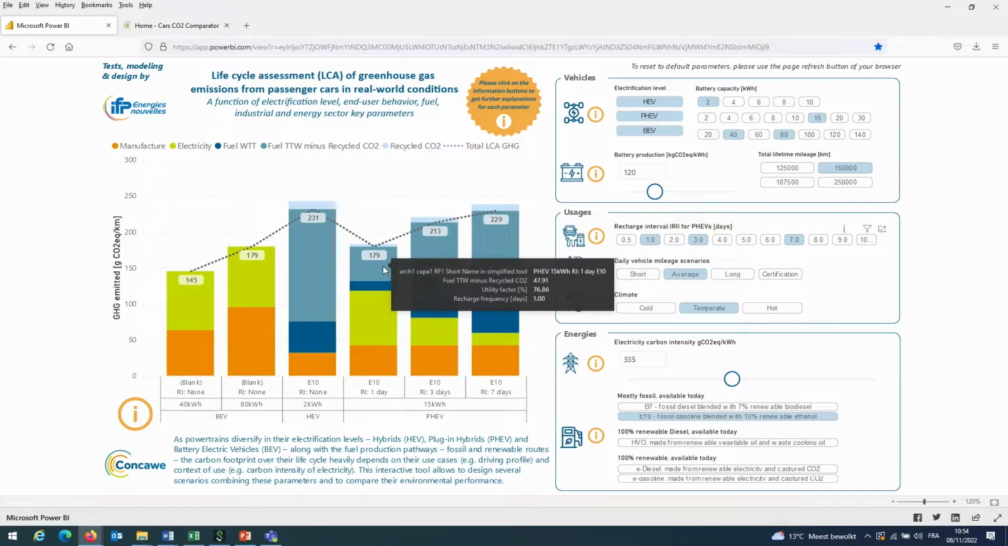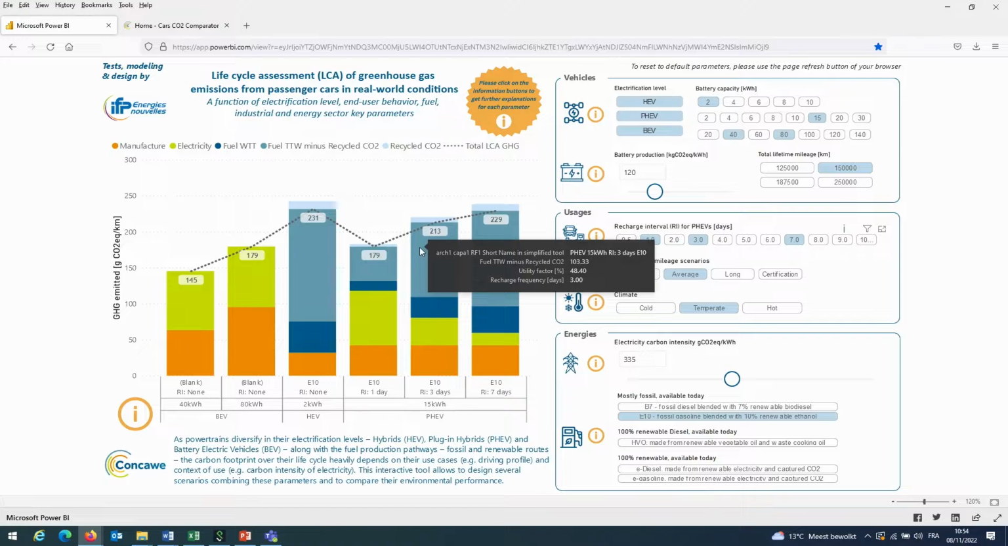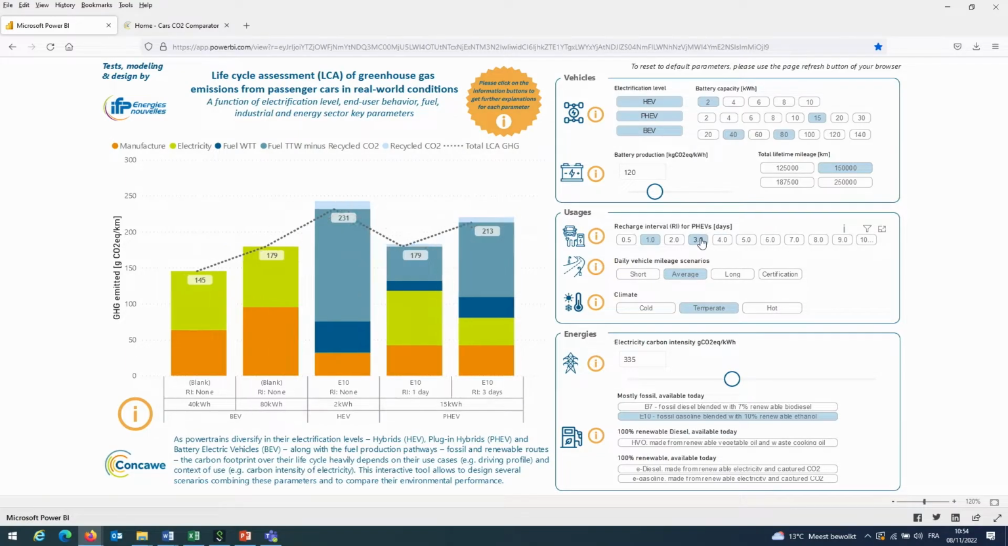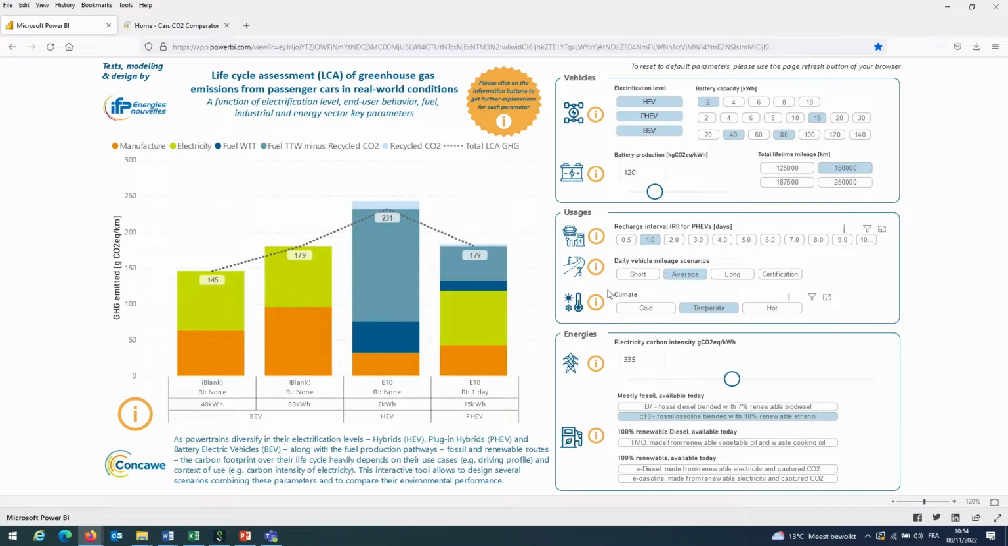And if you hover your mouse over the bar, you can read what is the utility factor of each of these use cases. So if you recharge every day, it would be 77%. If you recharge every 3 days, it would be 48%. And if you recharge every 7 days, it would be 35%. So of course, I encourage you to recharge your plug-in hybrid electric vehicle as often as possible, because you see that the emissions increase when you don't recharge it enough in this use case. So let me focus on the recharge every day for simplification purposes.